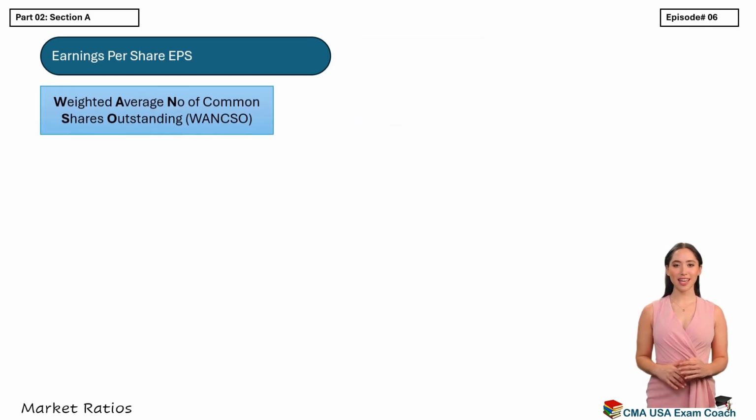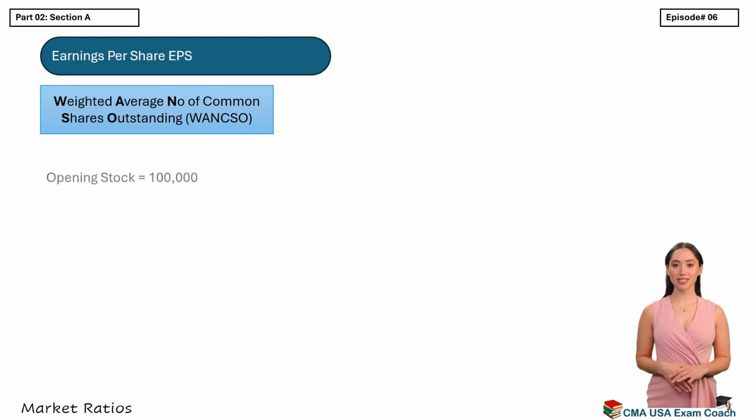Now, let's understand how to calculate the weighted average number of common shares outstanding, or WANCSO. This is very important for an accurate EPS calculation, especially when the number of shares has changed during the year. Let's go through a simple example step by step.